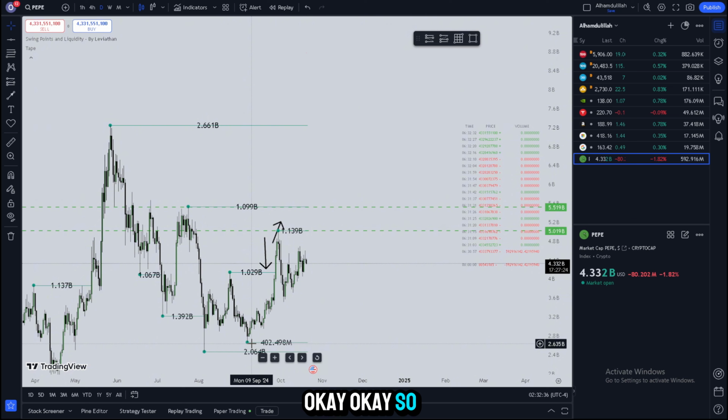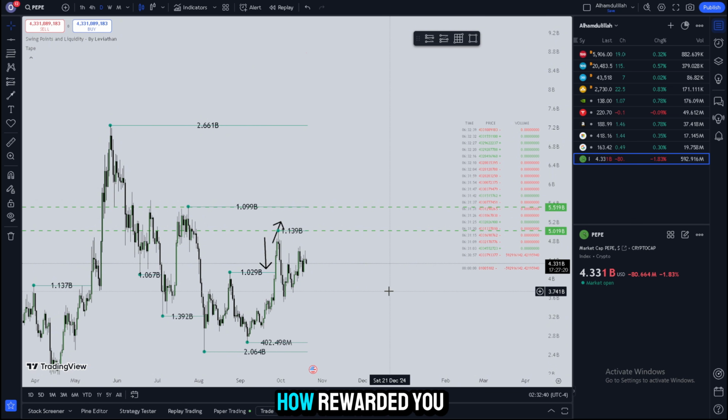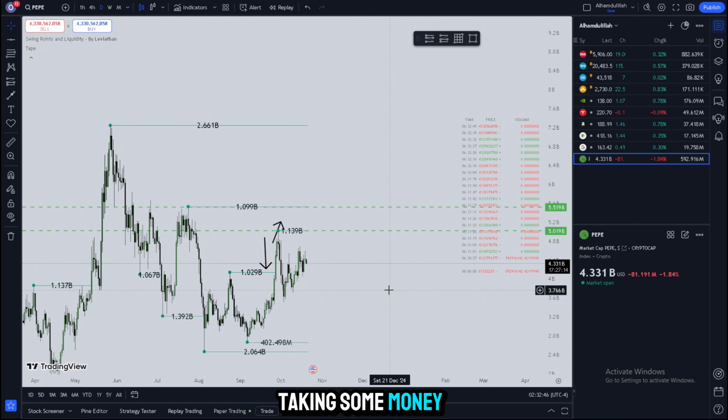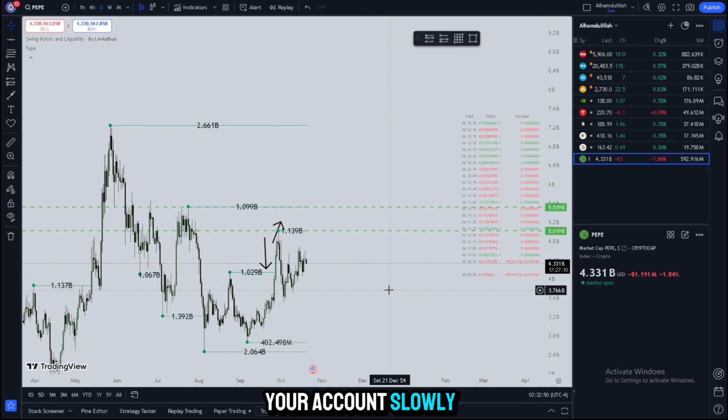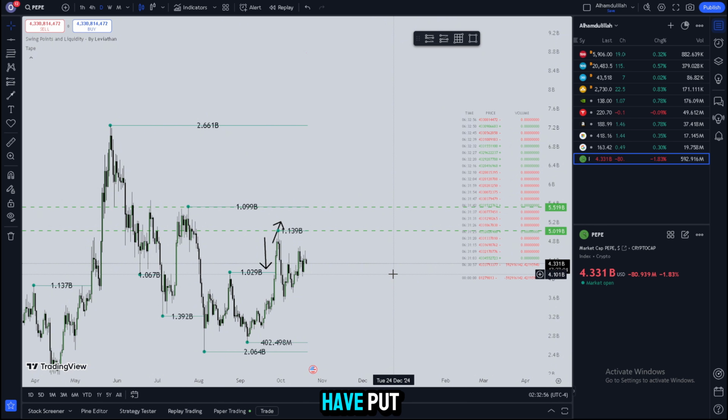Okay. So understand how patient and how rewarded you get to be when you decide to be patient, right? You need to be taking some money and putting it away, and just growing your account slowly. Use your account as compounded savings. Have a real savings and then have your trading account, and just use that and compound the wins slowly.